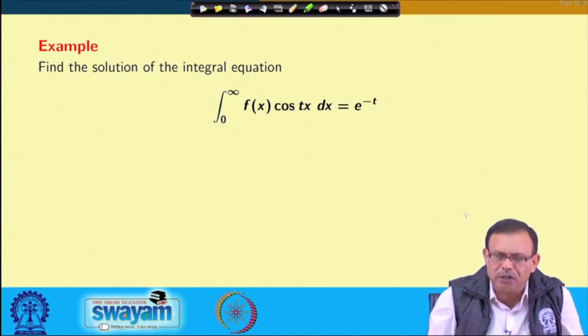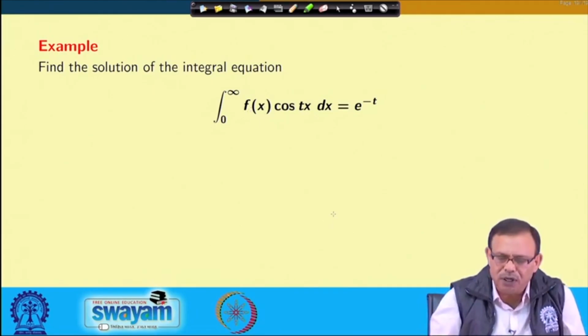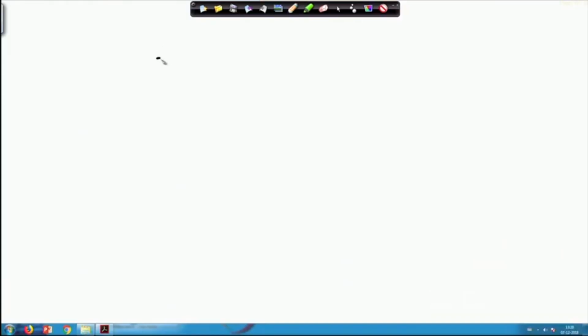Find the solution of the integral equation integral from 0 to infinity f(x) cos(tx) dx equals e to the power minus t. So, from here what I have to find out? I have to find out what is the value of f(x). Please note this one. So, the equation is given as integral 0 to infinity f(x) into cos(tx) dx, this is equal to e power minus t.